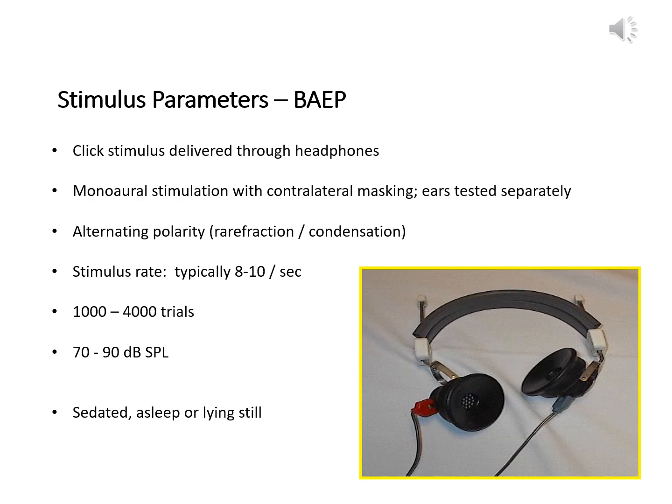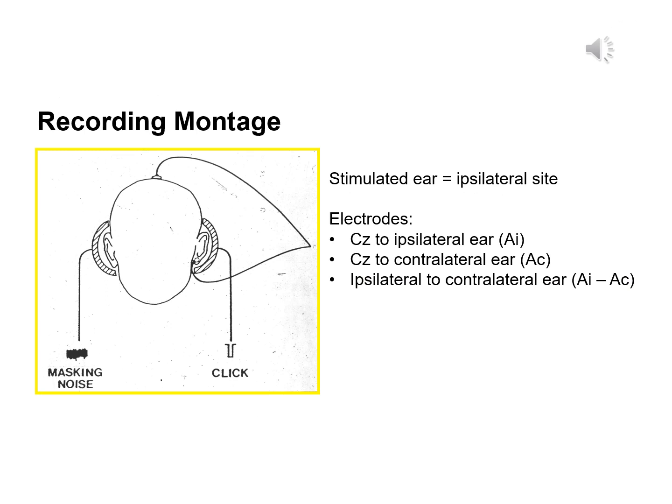So once again, the patient is tested sedated, asleep, or lying very still. The recording montage of the BAEP consists of 3 electrodes. One electrode is placed at the vertex at CZ, and the other 2 electrodes are placed at the ears, either on the earlobes or on the mastoid process behind the earlobes.